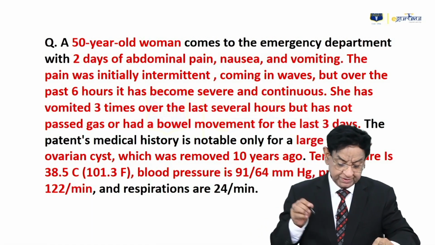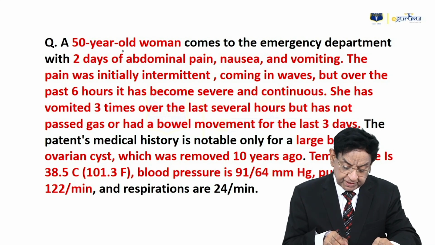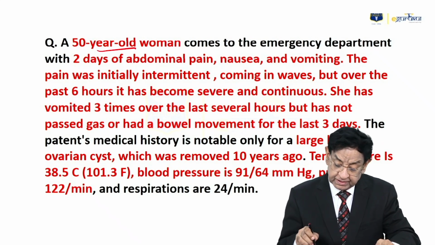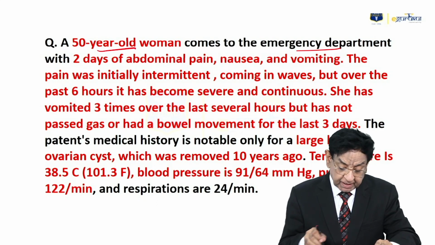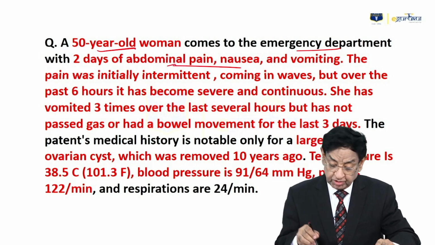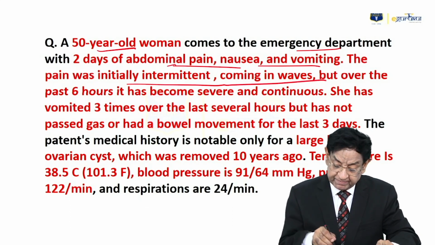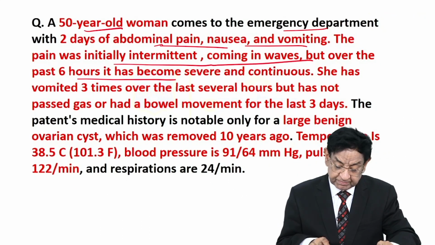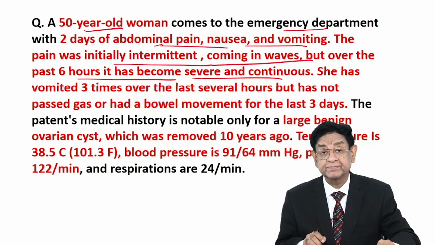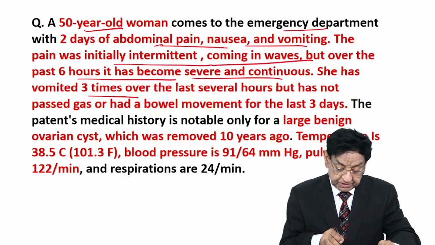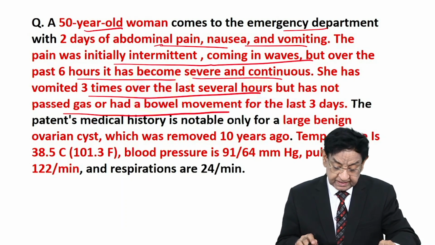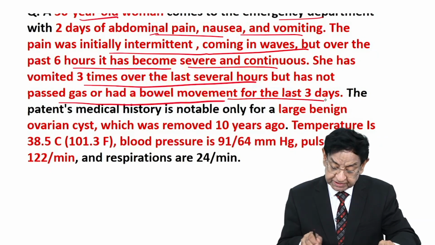Hello everyone. We have a 50-year-old lady who comes to the emergency department with 2 days of abdominal pain, nausea and vomiting. The pain was initially intermittent, coming in waves, but over the last 6 hours it has become severe and continuous. She has vomited 3 times over the last several hours but has not passed gas or had a bowel movement for the last 3 days.